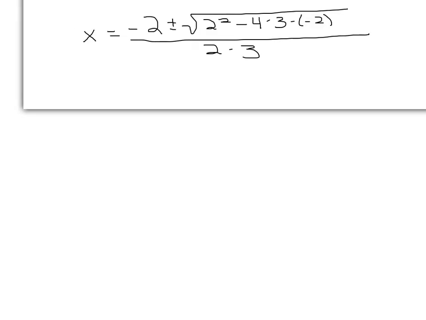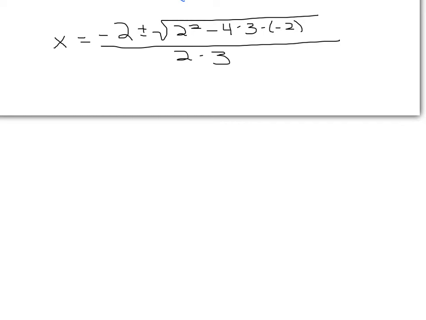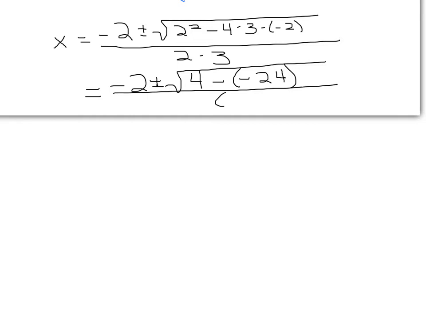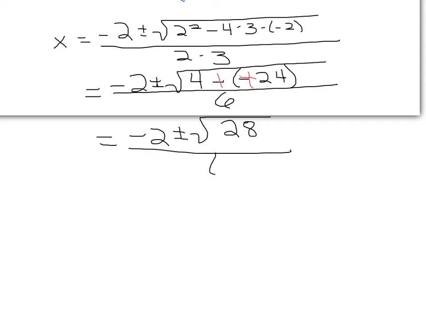So to simplify that, we start with the radicand, and so we have negative 2 plus or minus the square root of exponents 4 minus 4 times 3 is 12 times negative 2 is negative 24. And again, be careful with negative signs. And all of that is over 6. So that's going to equal negative 2 plus or minus the square root of, well, minus a negative is plus a positive. So we can say this is the square root of 28 over 6.